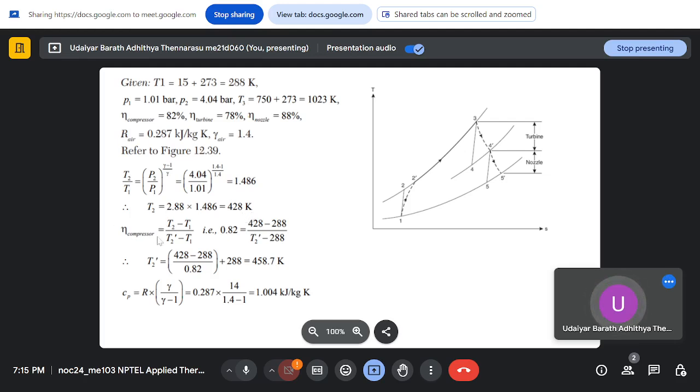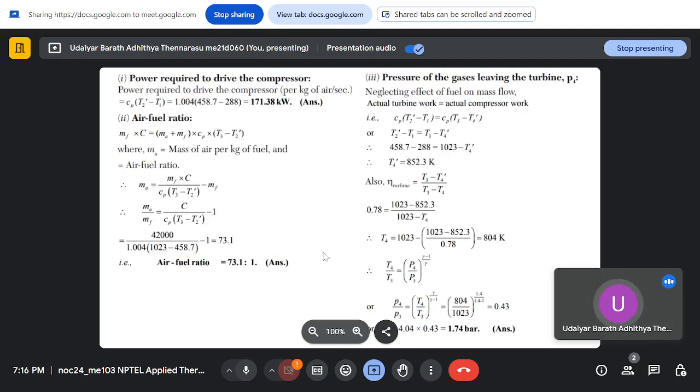Compressor efficiency is now T2 minus T1 by T2 dash minus T1, and the compressor efficiency is given as 0.82, ideal by actual for the compressor. So T2 dash is 458.7 Kelvin. Cp is R into gamma by gamma minus 1. R is given as 0.287, so Cp will be 1.004 kilojoule per kg Kelvin.